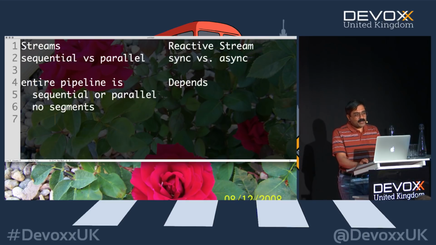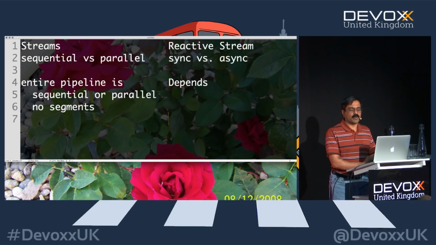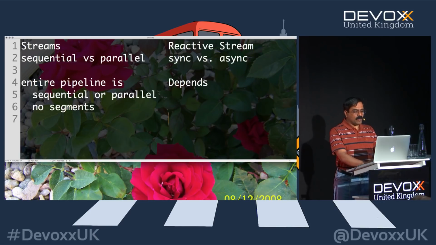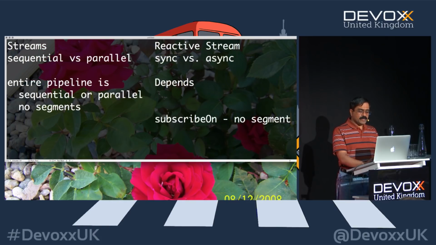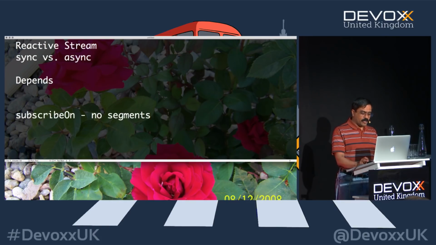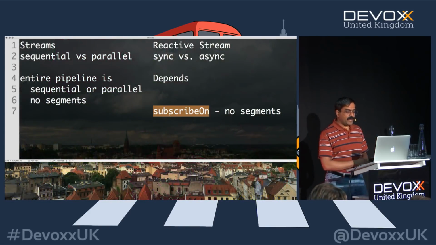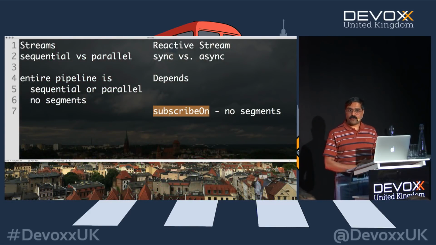Well, okay. Well, how does it really depend? Well, if you use, and again, I'm not suggesting this is a great API. Took me a while to really figure this out. But if in the reactive stream API, if you called subscribe on, then this is going to be no segments. So in other words, if you use the word subscribe on in the case of reactive stream, you are going to provide a thread for it to run.